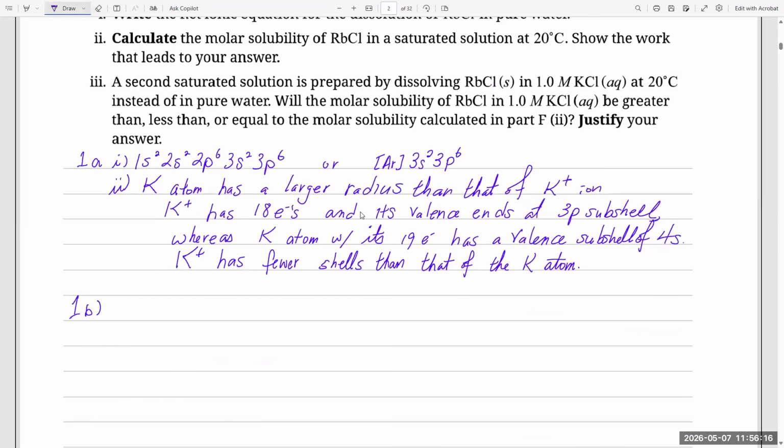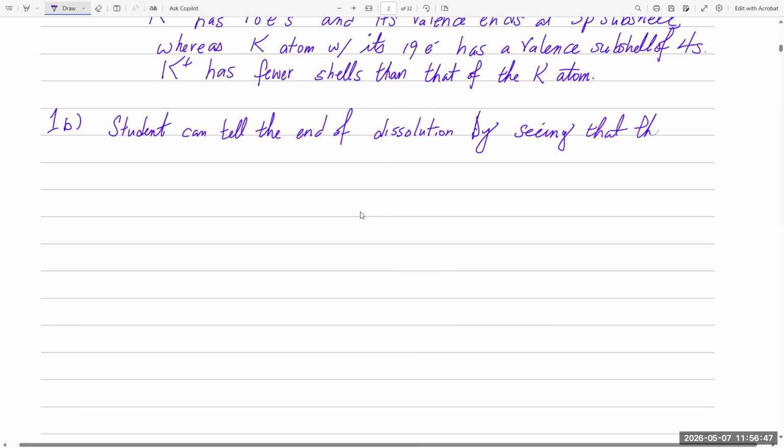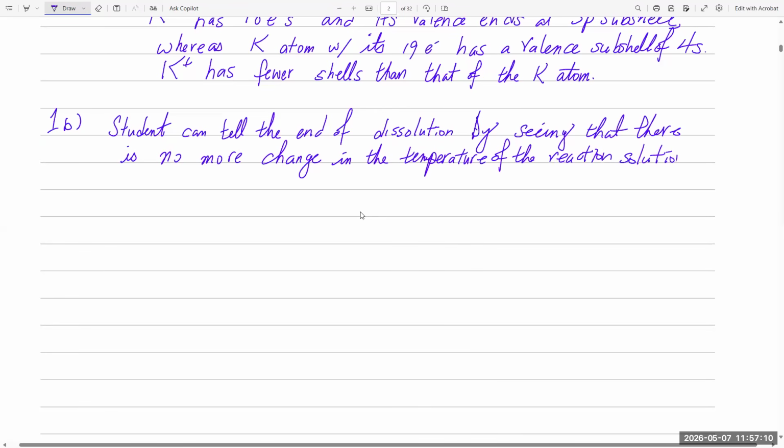All right. So for 1B, what do we know? We know that the student can tell the end of the solution by, that's a B, seeing that there is no more change in the temperature of the reaction solution. Okay, and I think that about covers it.